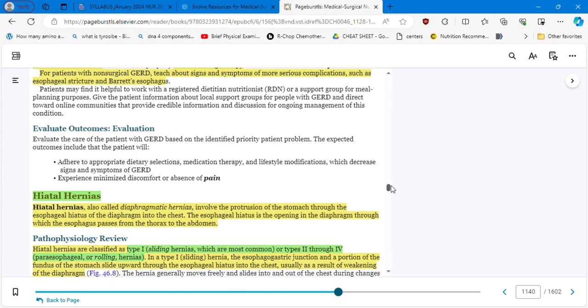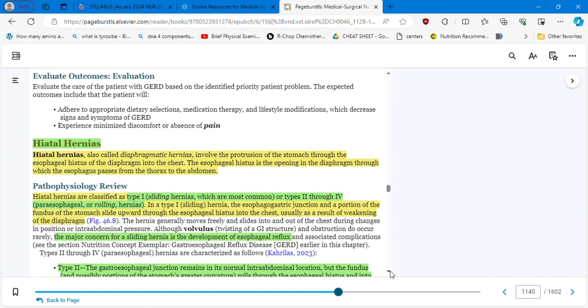Okay, so I am very excited. I really love my gastrointestinal segment. I truly believe if we eat the proper food and have healthy lifestyle habits, we can control, reverse, and improve our overall health. So now we're going to talk about hiatal hernias.